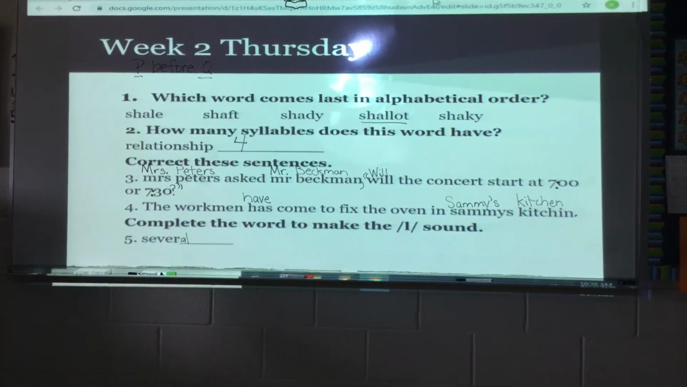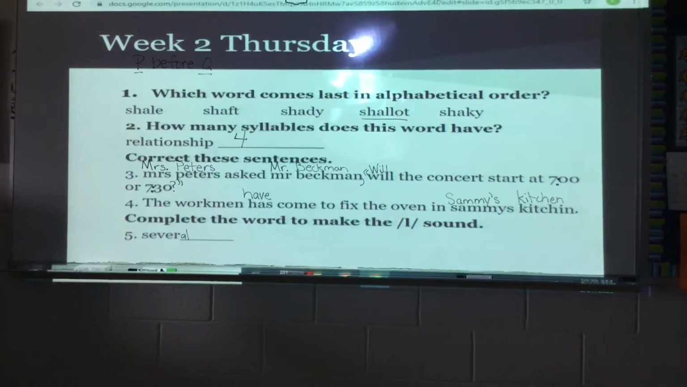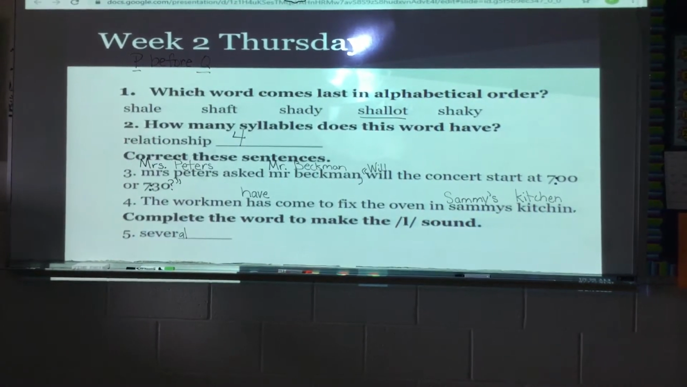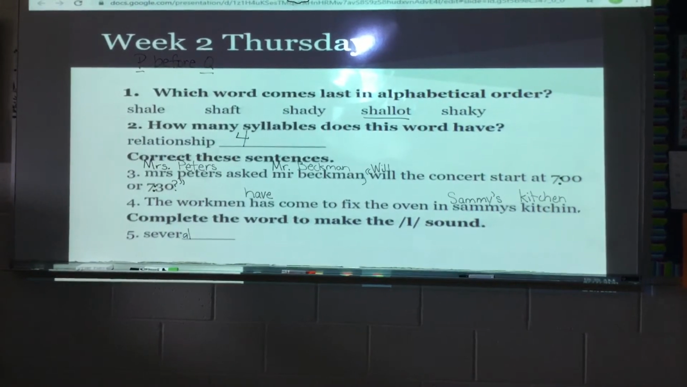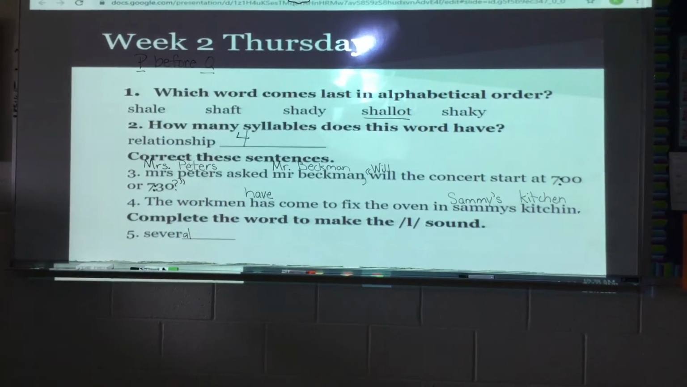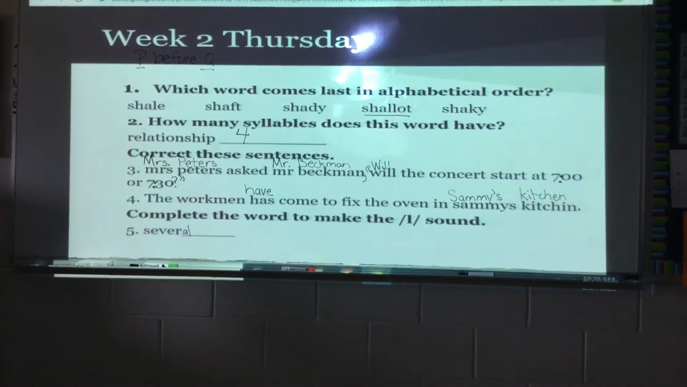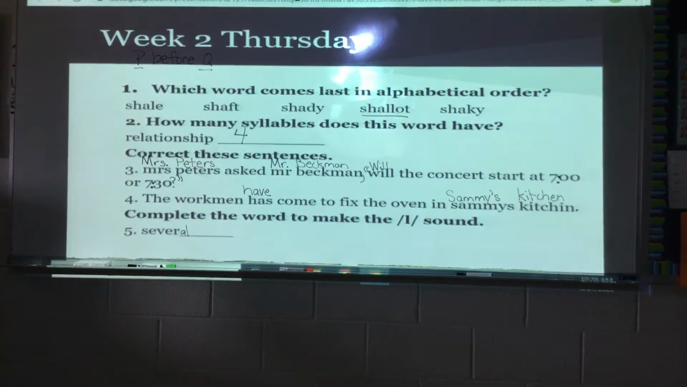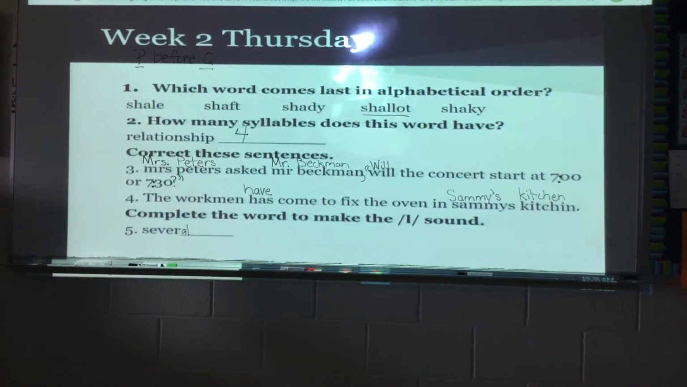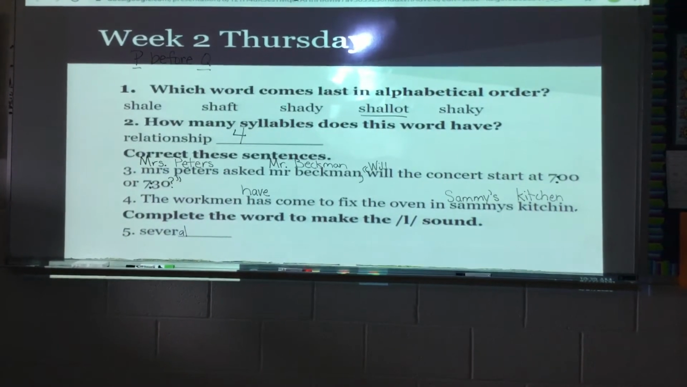Number 1 is asking you to tell which word is last in alphabetical order. Well, the answer is shallot. Notice that all of these words start with the same first 3 letters. So in order to figure out the answer, you then have to move on to the 4th letter of each word, and so forth until you find which word comes last, and that is shallot.